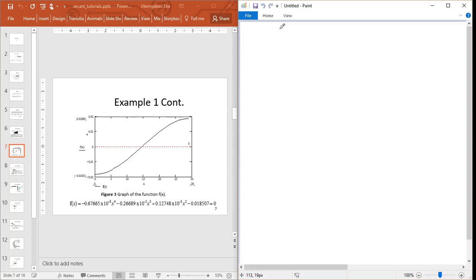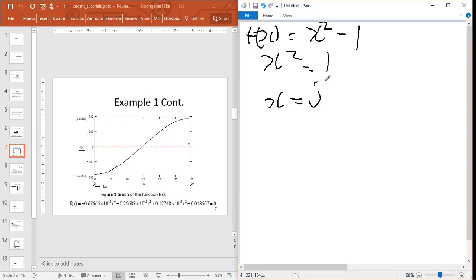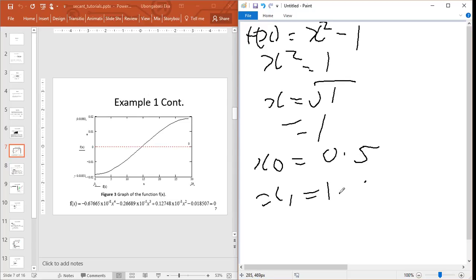Okay, so I'll start with another example. This time our function is f(x) equals x square minus 1. So x square equals 1, x equals 1. So as stated before, for x naught we choose a value lesser than this, and for x1 we choose a value higher. So our x naught, let's choose 0.5, and x1 we choose 1.5.